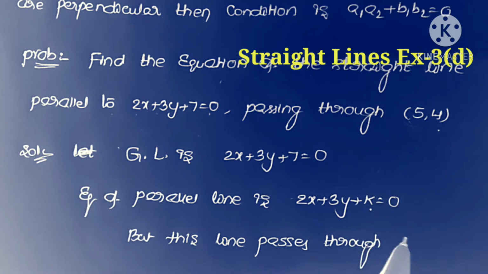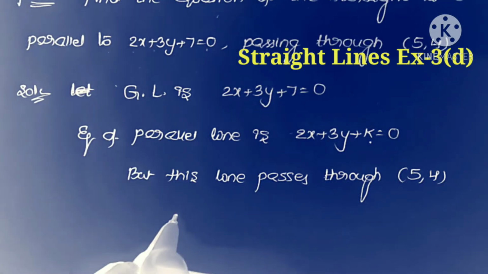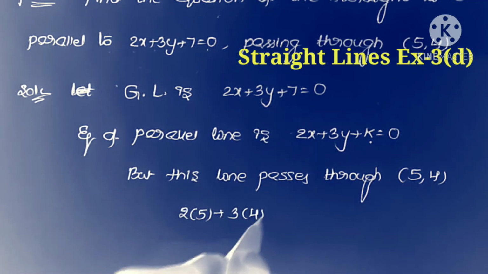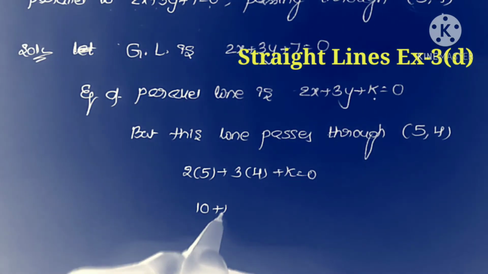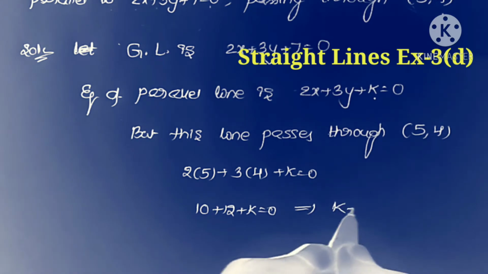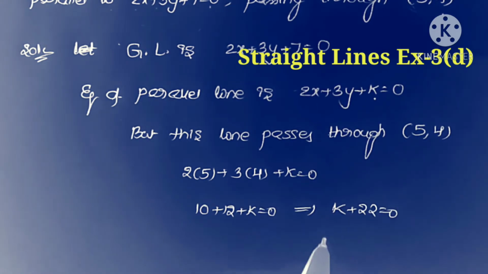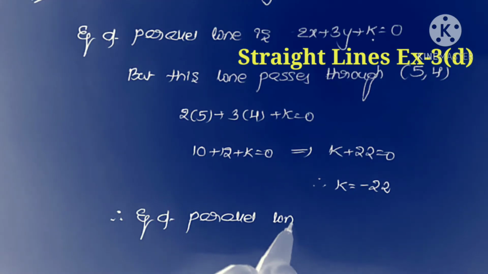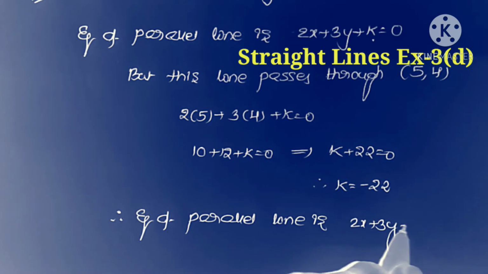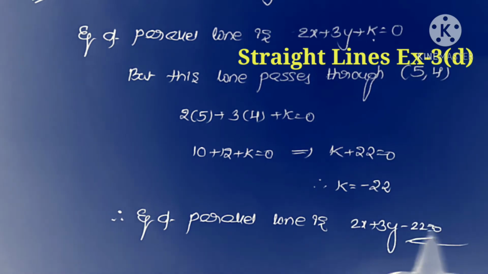Since the line passes through (5, 4), replacing this point in the equation: 2 into 5 plus 3 into 4 plus k equal to 0, that means 10 + 12 + k = 0, that is k + 22 = 0. Therefore the value of k is -22. Therefore the equation of the parallel line is 2x + 3y - 22 = 0. That's all. This is the answer.